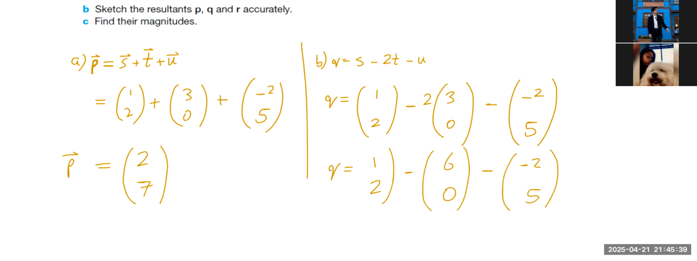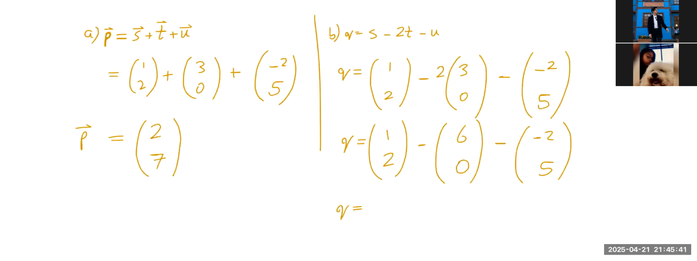So now what is q? -7, and then -3. Negative 7, negative 3? What? Ah, okay, you're telling me the whole answer. 1 minus 6 is negative 5. Negative 5. By the way, your negative 7 is wrong.